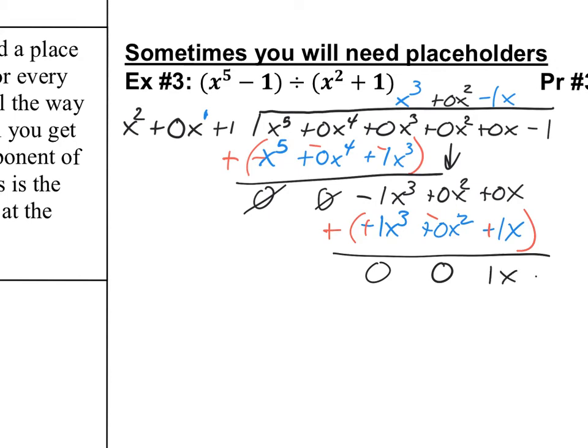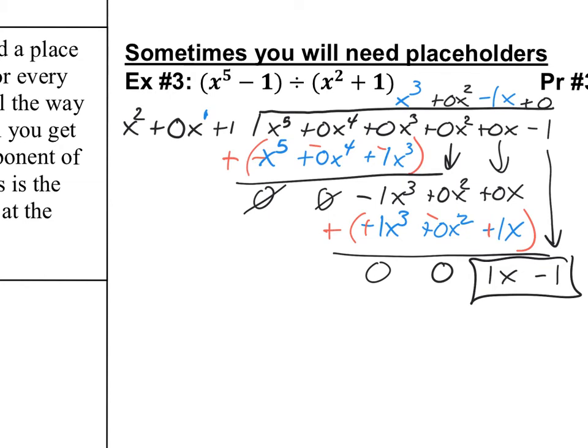And I could bring down this negative 1. I brought down that before. And we see now that we're out of terms here. This degree is higher than this degree. We're not going to be able to divide anymore. And so again, I'm going to just put a plus 0 here. And now this is my remainder.